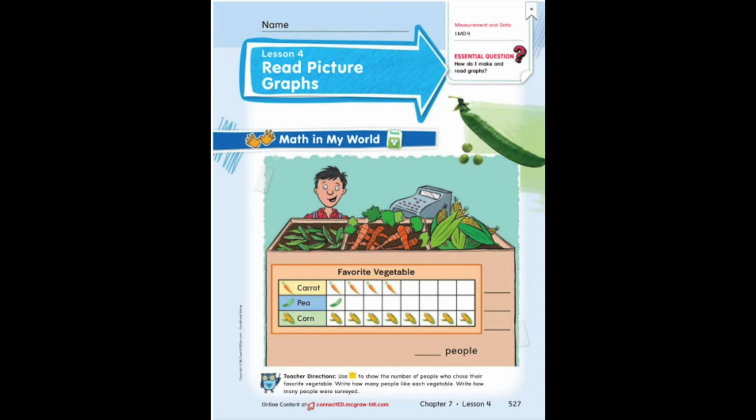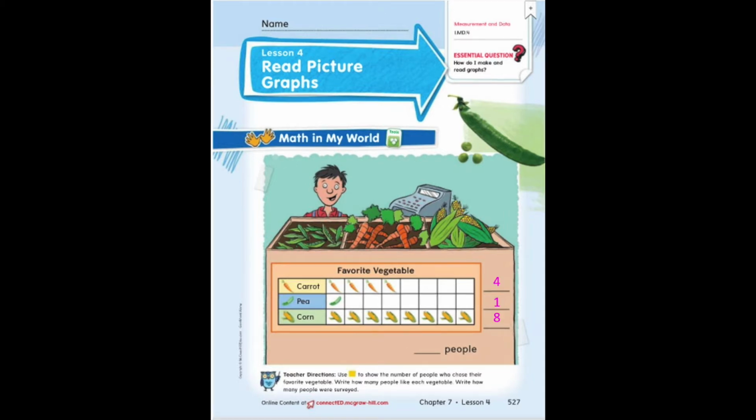So how many votes were there for carrots? How many for peas? How many for corn? And you'll see those numbers there. Now at the bottom, it asks how many people were surveyed in all.